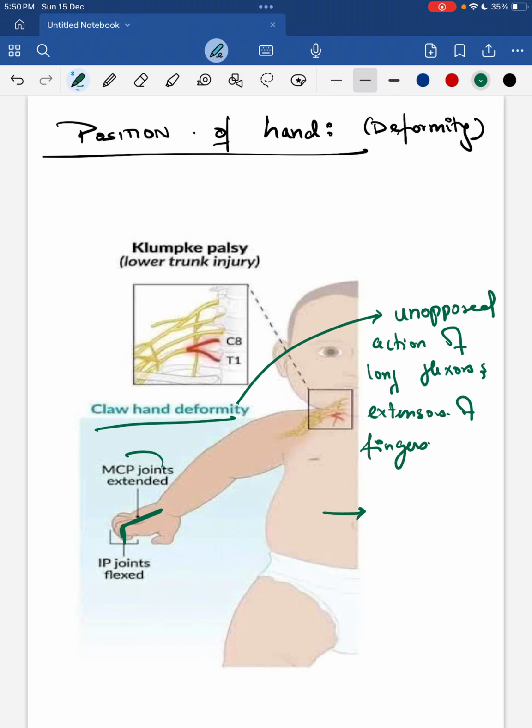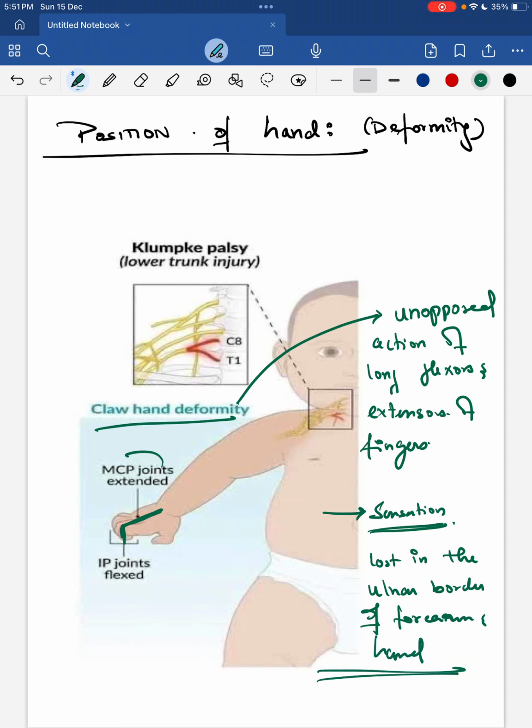And where will the sensation be lost? The sensation will be lost in the ulnar border of forearm and hand. So sensation will be lost in the ulnar border of your forearm and hand.